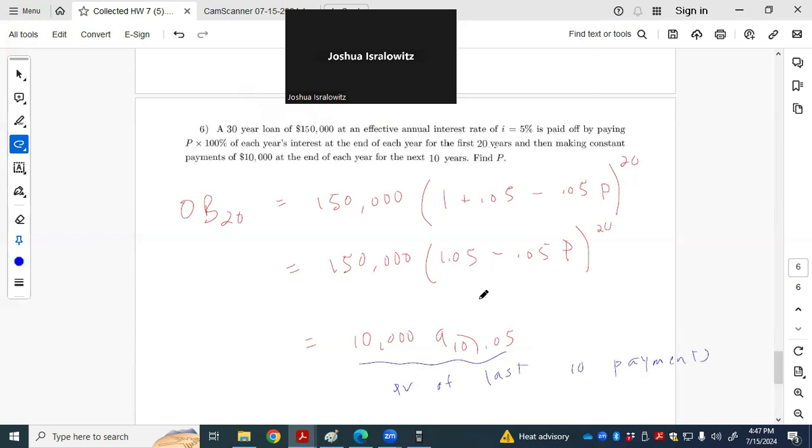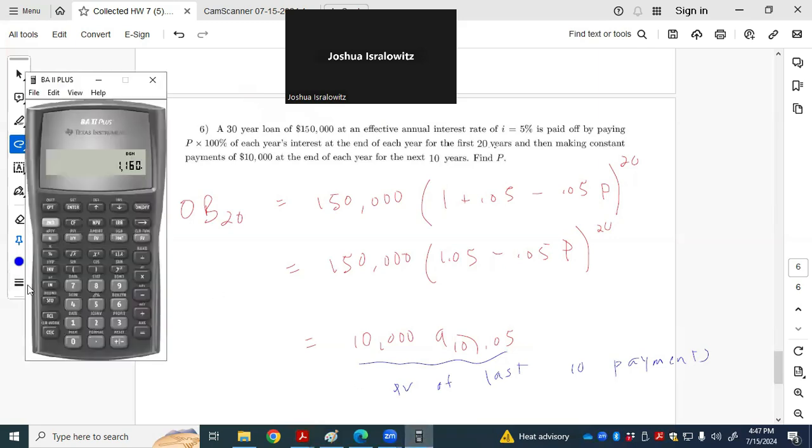Again, this is like I did in the video, so get this. Then you can easily, I don't know if I cleared the time value of money keys. 10 N, 5 interest, compute present value, 77,217.34.